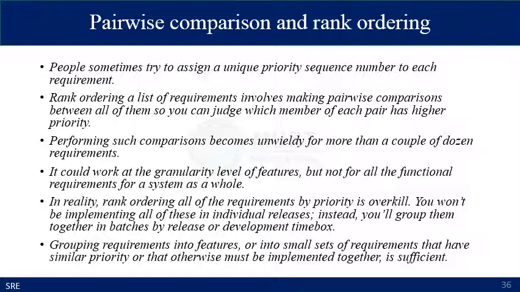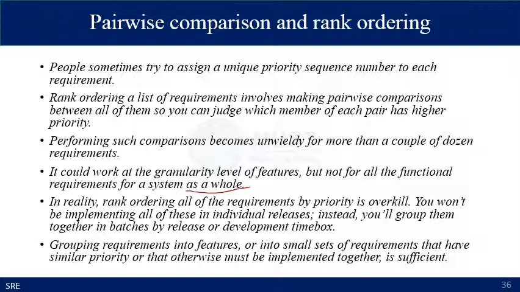So it could work with the granularity level of features, but not for all functional requirements on the system as a whole. It is useful if you have very limited requirements. In reality, rank ordering of all the requirements by priority is very time consuming, and you won't be implementing all these individual releases. Instead, you will group them together in batches by release or development time box. Grouping requirements into features, or into small sets of requirements that have similar priority or that otherwise must be implemented together, is sufficient.